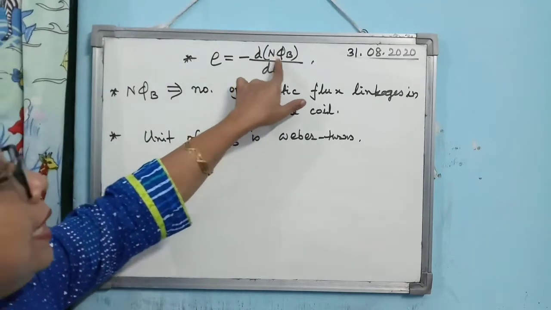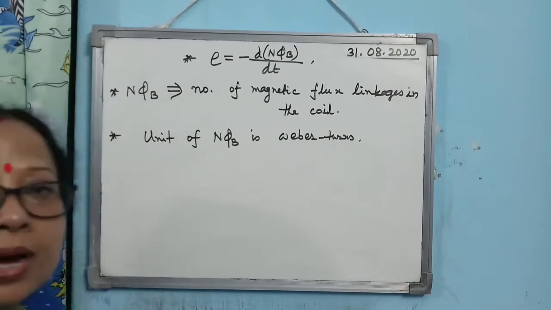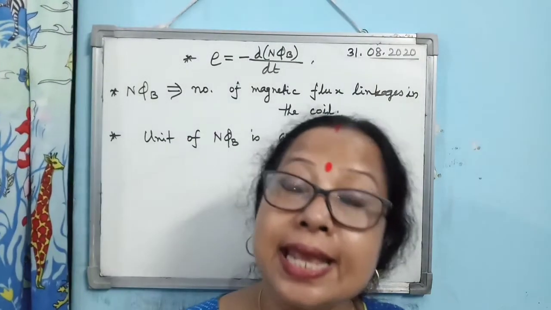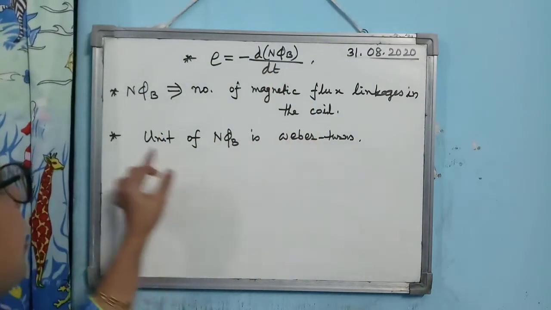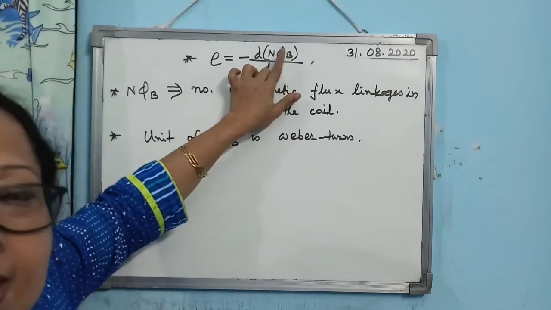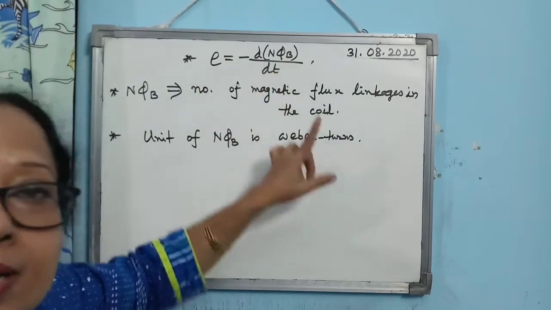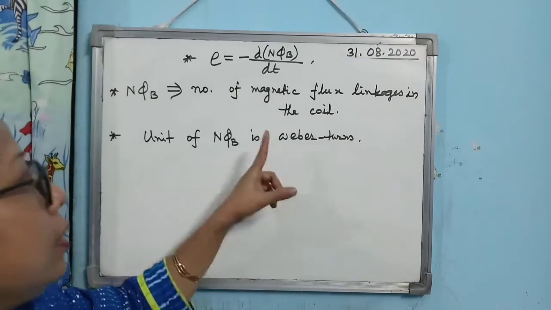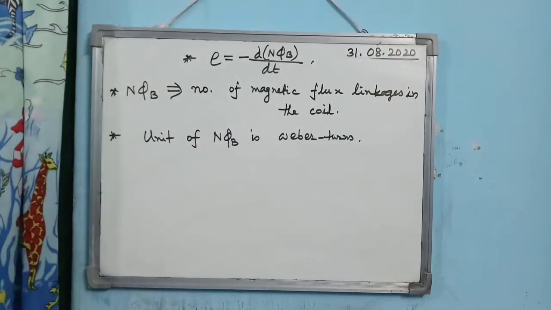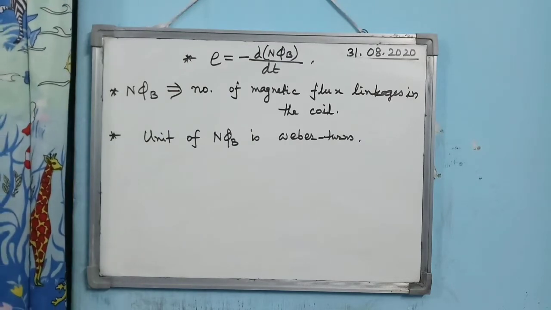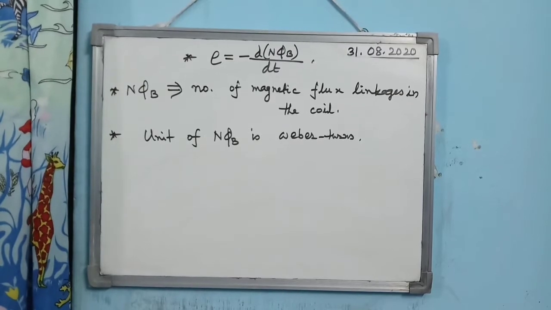Now this n phi B, what is its name? It is known as the number of magnetic flux linkages in the coil, and its unit is Weber turns. Phi is in Weber, n is in turns. Although you have written n phi B, we generally use the unit Weber turns. So these are a few one-mark important conceptual points you must learn and remember for your exam.